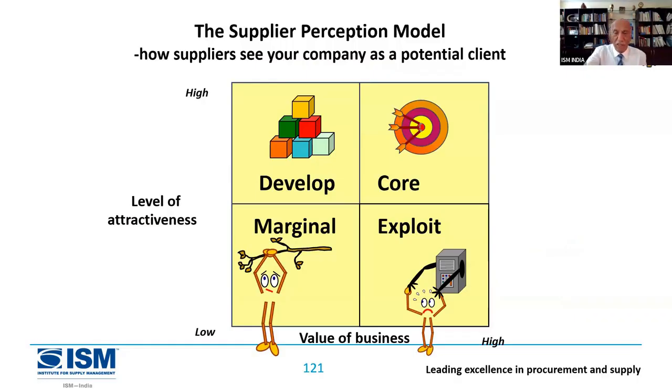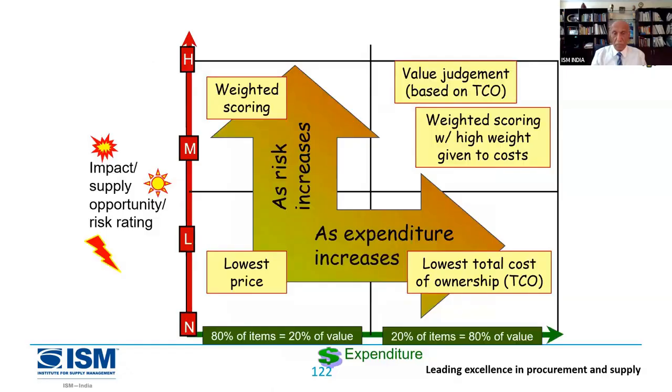So once I know this definition, 80-20, this definition also I tell you, if this is less than 3, it goes up to 3 is this. So the moment I add development and core, it becomes a big business. Then we have weighted scoring, value judgment.